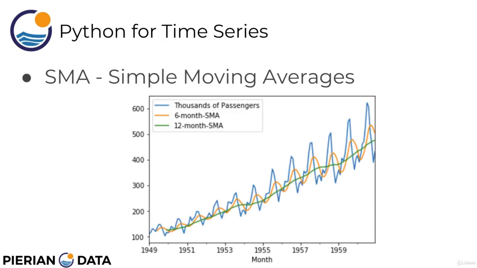So for example, we have this thousands of passengers data set, and depending on what window size we choose for our simple moving average, we can begin to describe the generalized behavior. If we use a longer window size, such as a 12-month window size, we grab the general trend, and if we choose a shorter window size, we can grab the more detailed behavior of that time series. So we can grab a little bit of that seasonality, such as the orange line for a 6-month simple moving average.